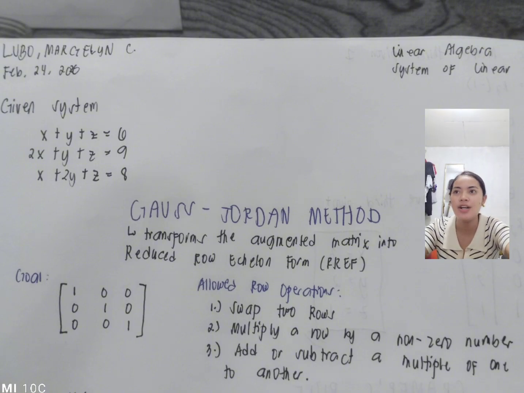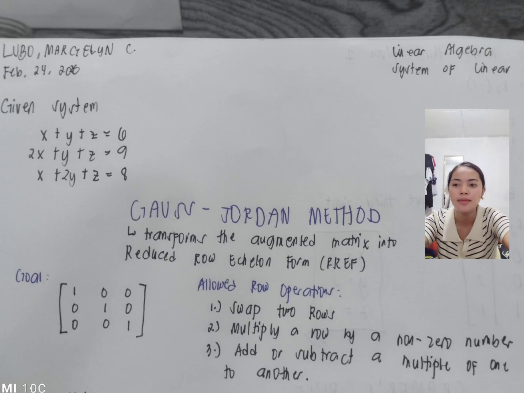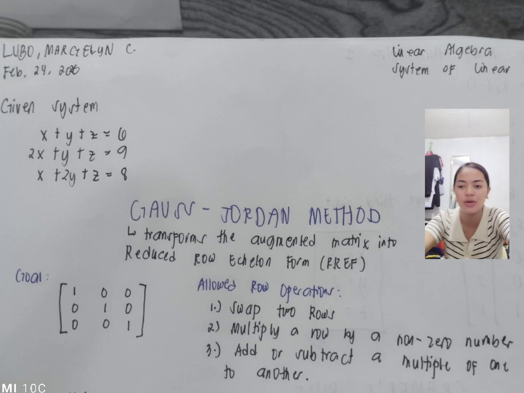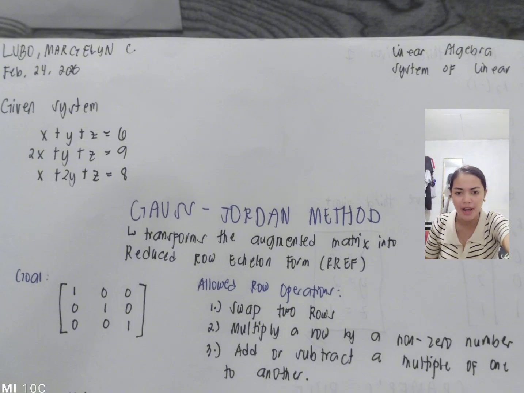So I have here the given system. We have x plus y plus z is equal to 6. Next is 2x plus y plus z is equal to 9, and x plus 2y plus z is equal to 8. So first, let's solve this using the Gauss-Jordan method.